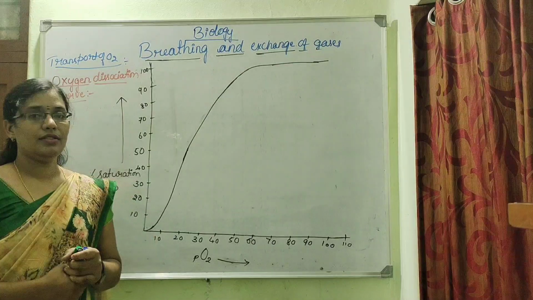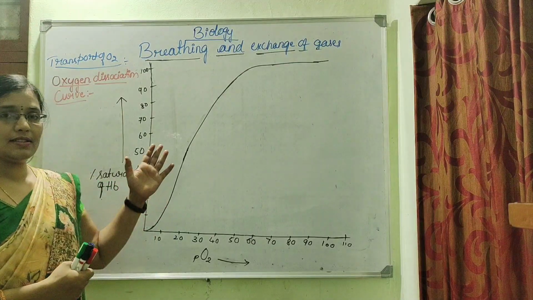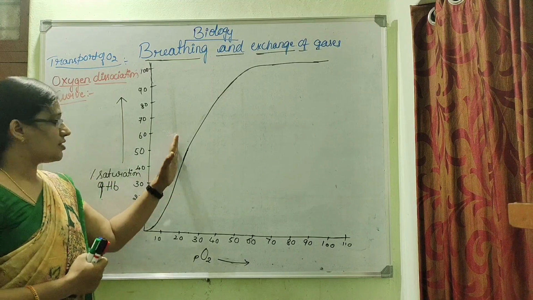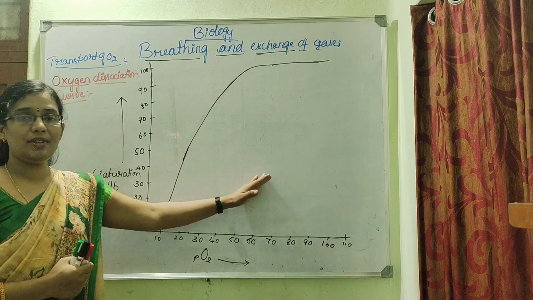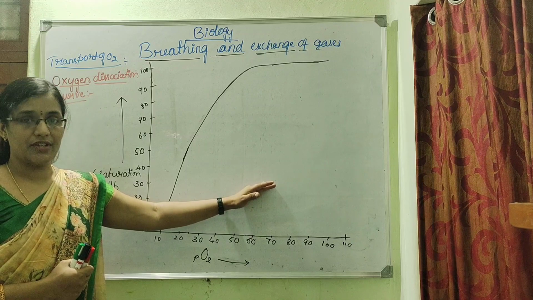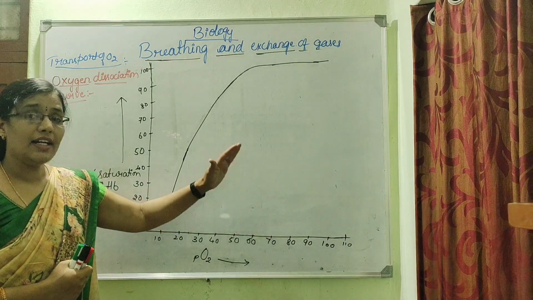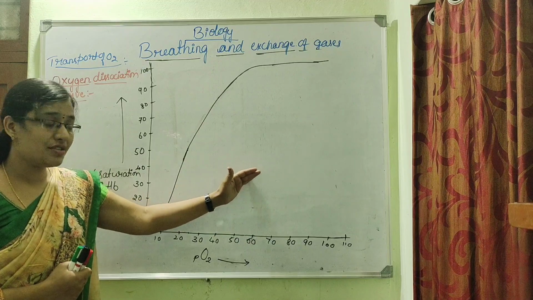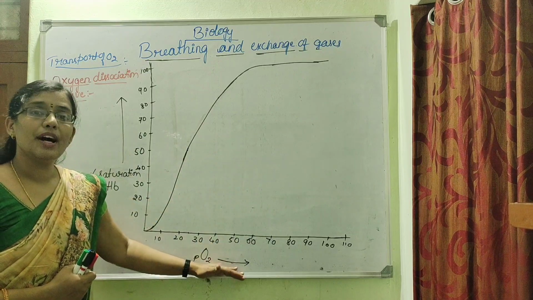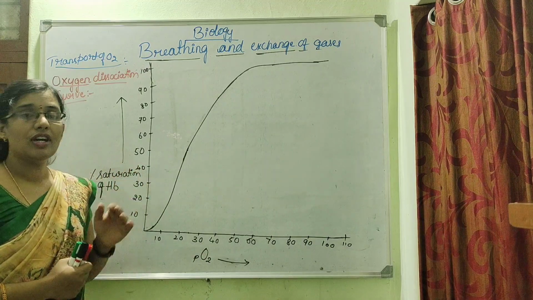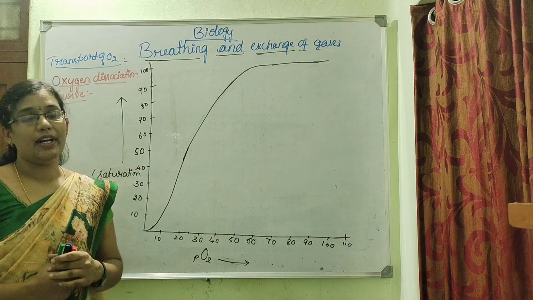Okay, so now let us discuss the oxygen dissociation curve. The oxygen dissociation curve is nothing but a graphical representation. It gives the relationship between the partial pressure of oxygen and the percentage saturation of hemoglobin. What do you mean by that?